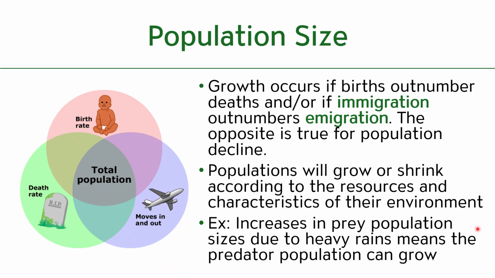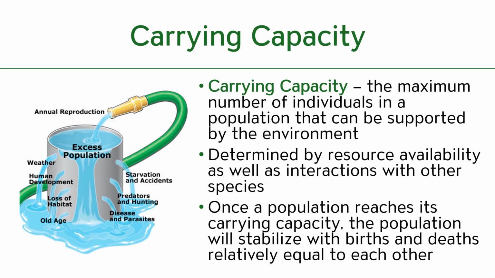So an example here, if you see that a prey population like a rabbit is increasing in size due to heavy rains, so there's more grass than there has been in the past, that means that now the predator population is able to grow as well. So they're all kind of feeding into each other here. We're seeing that ecology is quite an interconnected discipline.